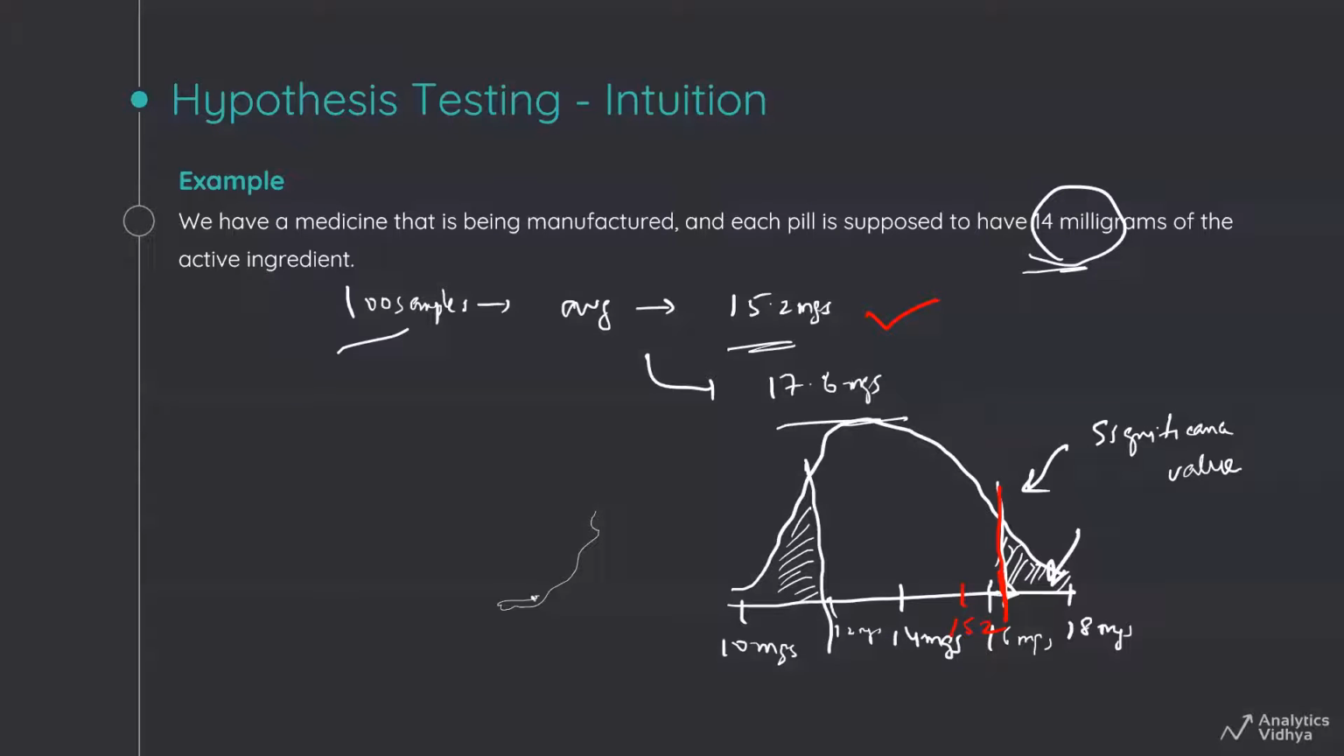And if your sample's average value, or whatever metric you get from the samples, is within the acceptable range, you accept your null hypothesis that my drug is okay to be delivered to the general public. Otherwise, you reject your null hypothesis, that 14 milligrams is not what I see, and I need to work on it.